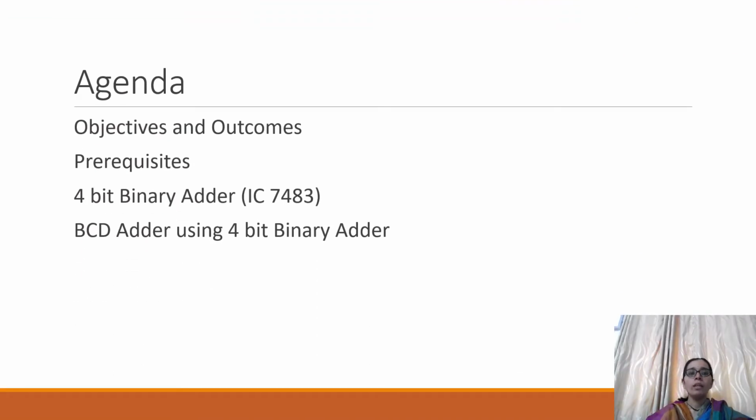So this is the agenda of today's lecture. First we will see what are the objectives and outcomes of today's lecture. Then we will see what are the prerequisites that are required before starting with the BCD adder. Then we will see 4-bit binary adder IC 7483, then BCD adder using 4-bit binary adder. So let us start with the objectives and outcomes.